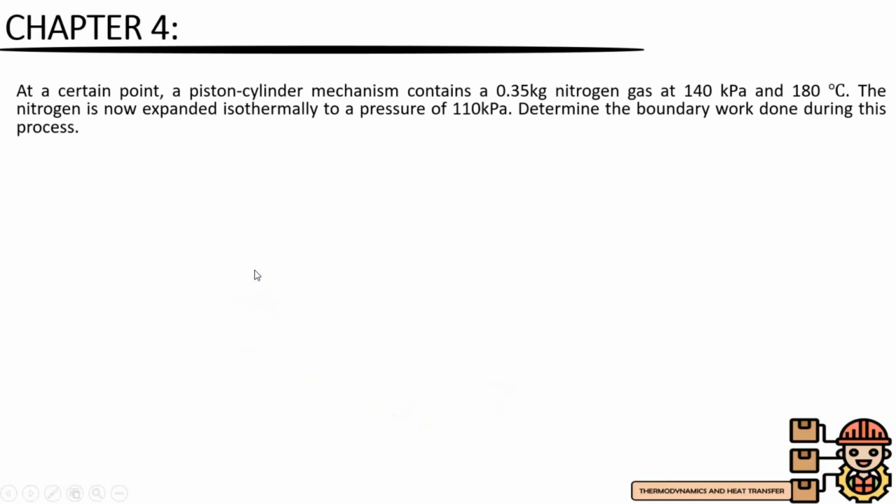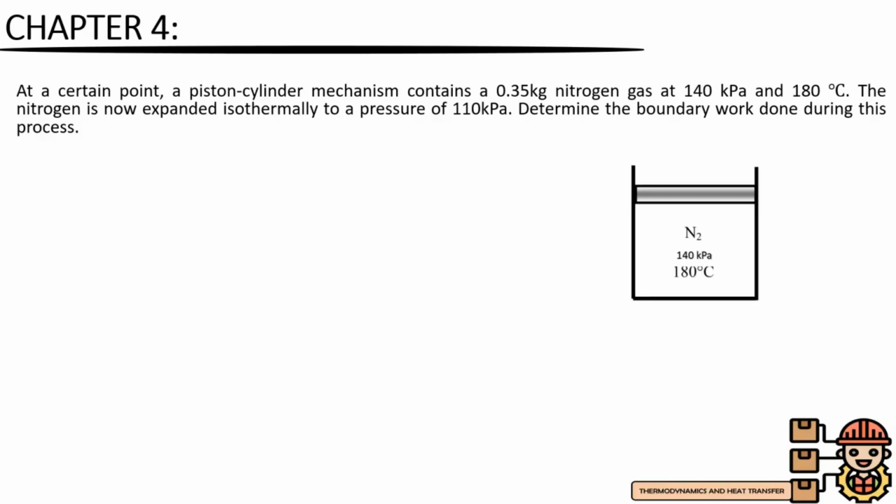In this video, we are going to solve a problem from Thermodynamics and Heat Transfer, Chapter 4, the first law of thermodynamics. So here is our problem. At a certain point, a piston cylinder mechanism contains 0.35 kg of nitrogen gas at 140 kilopascal and 180 degrees Celsius. The nitrogen is now expanded isothermally to a pressure of 110 kilopascal. Determine the boundary work done during this process.